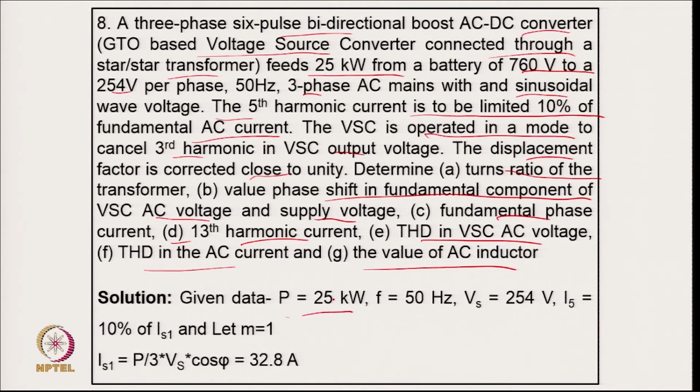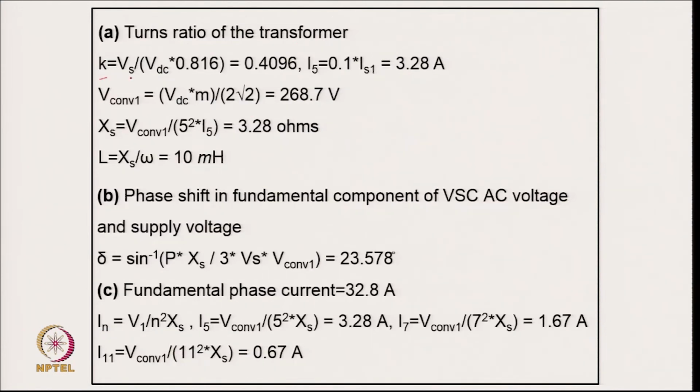So, coming to the numerical part, we have a power here of 25 kilowatt, and 10% ripple of IS1. Taking a modulation index, we can find out IS1 from this relation. It comes to 32.8 ampere, and we can find out the turns ratio of the transformer. It comes to typically 0.4, and we can find out the fifth harmonic, which is limited to 10% of the fundamental, 3.28, and the converter voltage from this relation we can find out as typically 268.7.